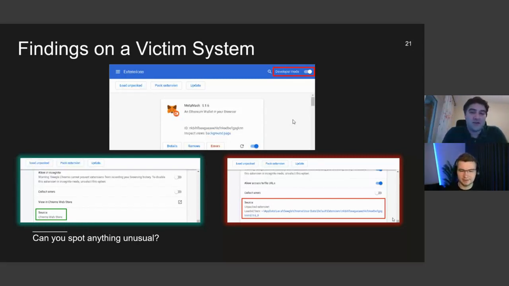MetaMask is managing... Yeah, Vitaly? Sorry to interrupt, but maybe just a quick hint to those who are using Chrome or using MetaMask.